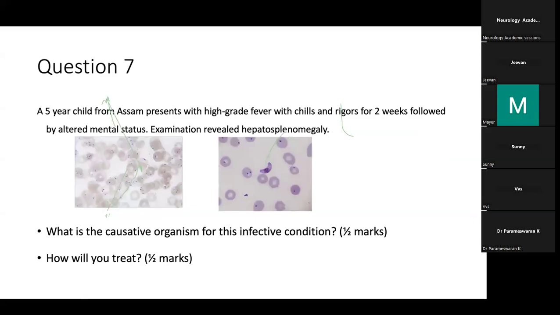A 5-year-old child from Assam presents with high-grade fever with chills and rigors for 2 weeks duration, followed by altered mental status. The examination also revealed a hepatosplenomegaly. Given the peripheral smear slides of the child, the questions are: what is the causative organism for this infective condition and how will you treat it?